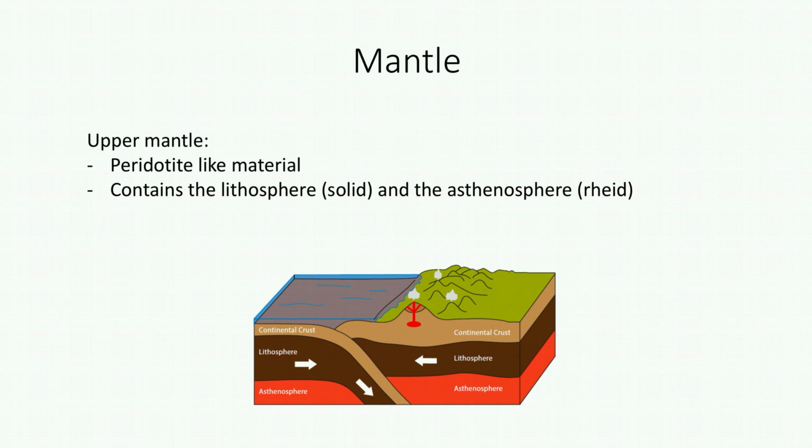So moving on, the mantle has several sections within it, the 2 main subdivisions being the upper and lower mantle. The upper mantle consists of ultramafic peridotite-like material, and its upper section contains the lithosphere. This is the solid section of the crust and upper mantle that makes up the Earth's tectonic plates. Below that is the asthenosphere, which is classed as rheid. This is where the rock has been partially melted, so behaves like a solid, but can flow over time.